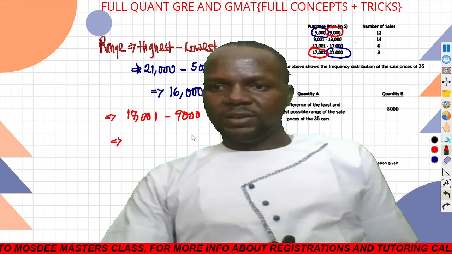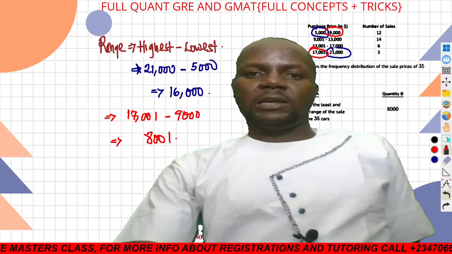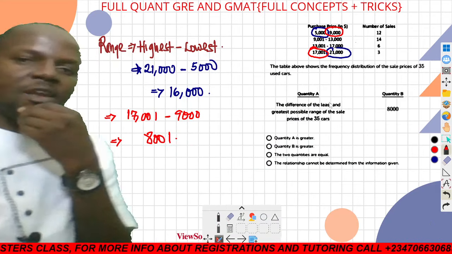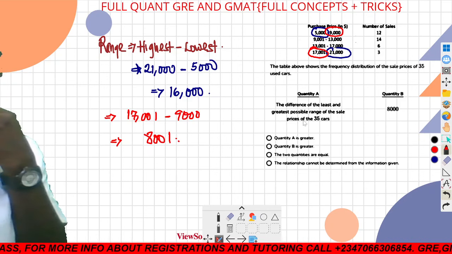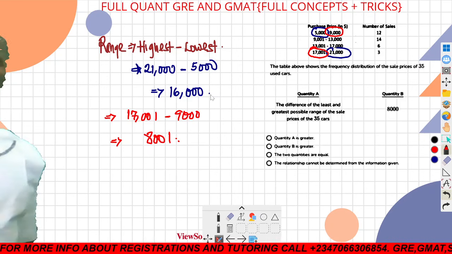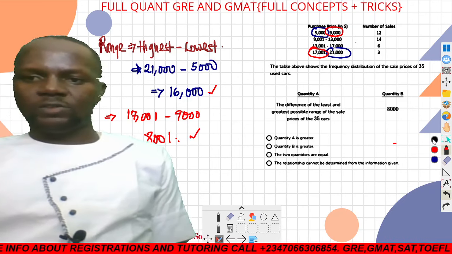8,001. You can see, not 7,001. So that's 8,001. So look at the question here. It says the difference of the least. What is the least range now? This is the least range. And the greatest possible. What's the greatest one? This is the greatest range. This is the least range. The difference. That means we are subtracting those two.